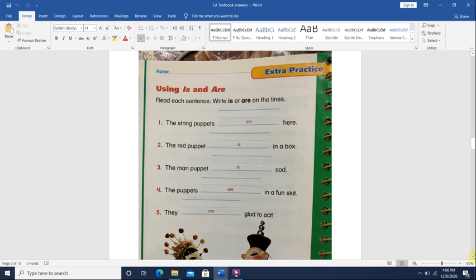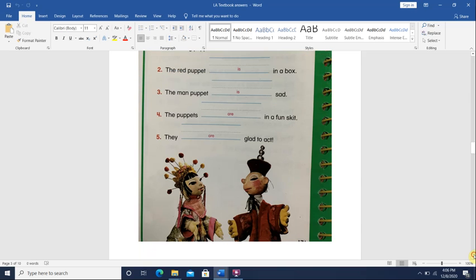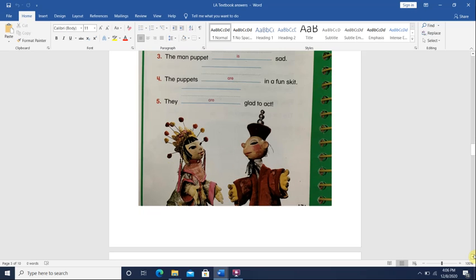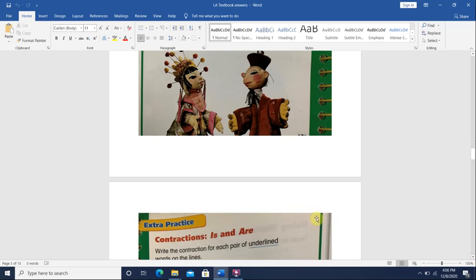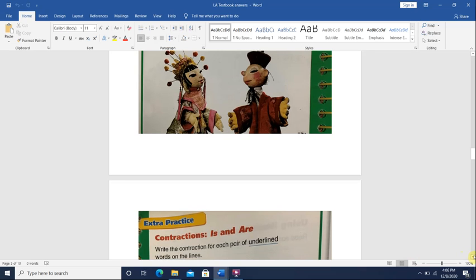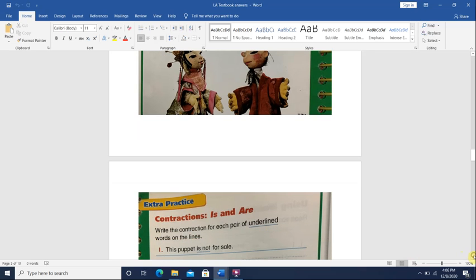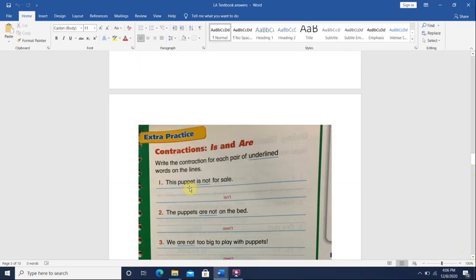Okay, so we have is not, we have to do a contraction. So how do we make a contraction? A contraction is when we write two words and make it one. We take out the missing letter and we replace it with an apostrophe. Okay, so it says write a contraction for each pair of underlined words. This puppet is not for sale.